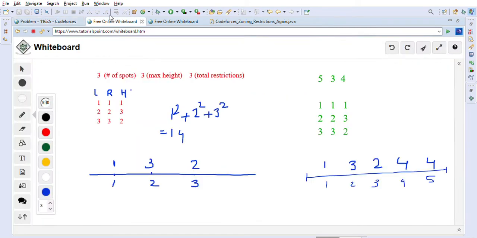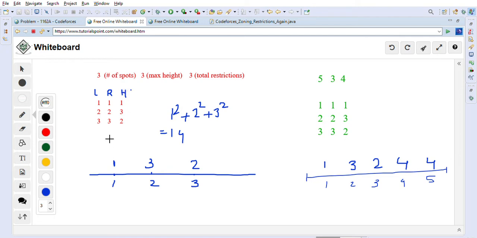So let's take this example on the whiteboard. I just wrote this example. Basically they have given us three spots, 1, 2 and 3. These are the three spots where we can build houses. After that, they have given us the zoning restrictions. The maximum height is 3 for each house. We cannot build any house more than that height. And they have given us 3 total zoning restrictions. This is the left, this is the right, and this column is the maximum height we can build in that range.